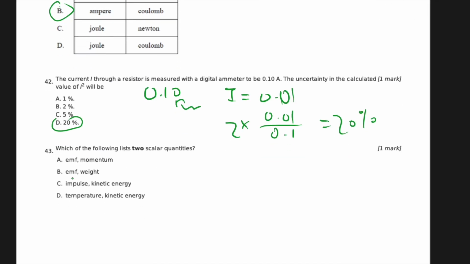Which of the following list two scalar quantities? So EMF is a scalar quantity, momentum is a vector quantity, weight is a vector quantity, impulse is also a vector quantity, kinetic energy is a scalar quantity, temperature is also a scalar quantity. So D will be the correct answer.